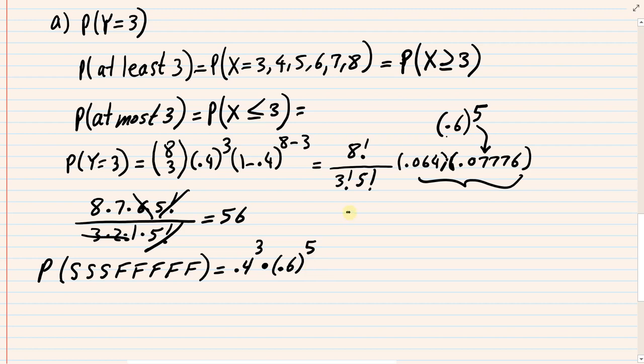Now if you do the math here, plug in 56 for the fraction times 0.064 times 0.07776, and the number I got, and we will verify this number later on in StatCrunch, I got 0.2787 for that number. Okay, and there you have it. That's the probability of exactly 3 successes. Note how long it takes to do a single probability for an exact value.